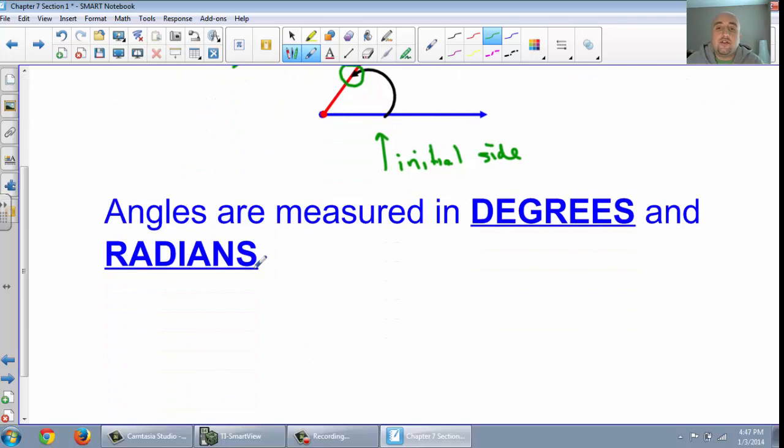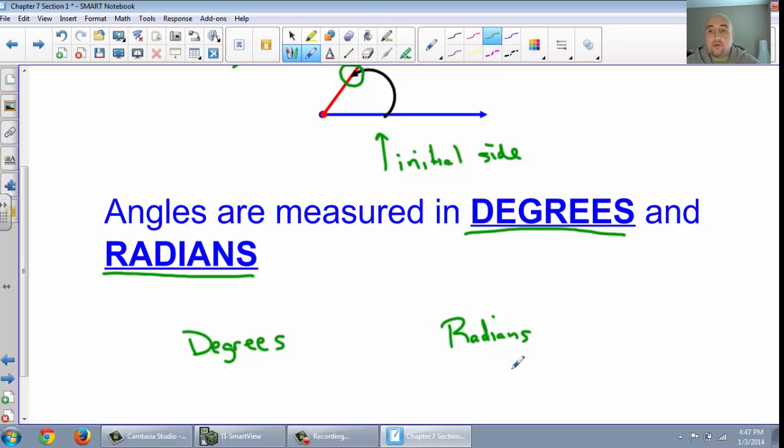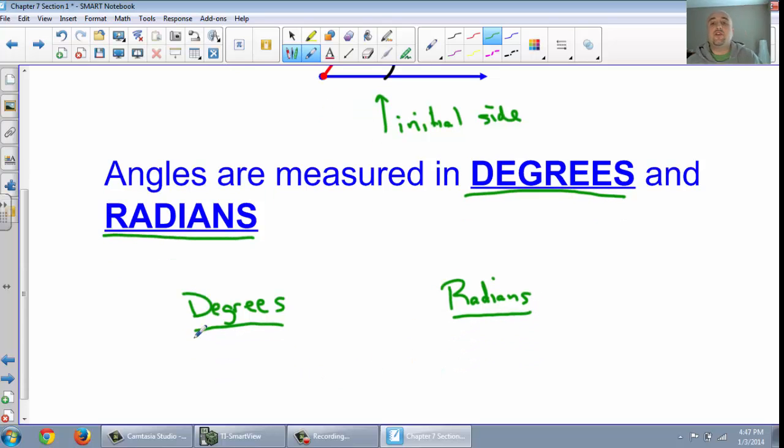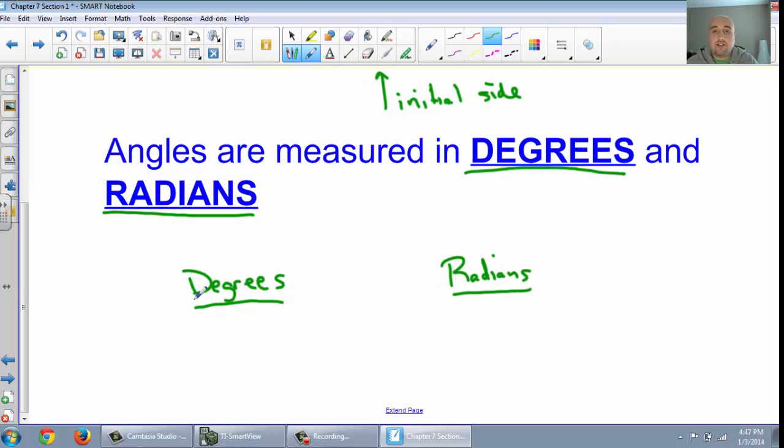Okay. Now, angles also have two different types of measures. One is degrees and the other one is radians. So this is just like degrees Celsius and degrees Fahrenheit. There are two different measures for temperature. Actually, there's three. We can also talk about Kelvin, but the two main ones are Celsius and Fahrenheit. Angles are measured in two different ways. We have degrees and we have radians.